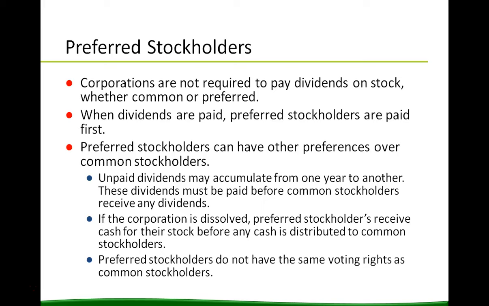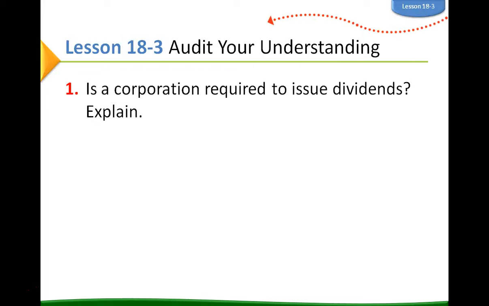If the corporation is dissolved, preferred stockholders receive cash for their stock before any cash is distributed to common stockholders. Preferred stockholders do not have the same voting rights as common stockholders, so that's a disadvantage of preferred stockholders. And that is it for this section.